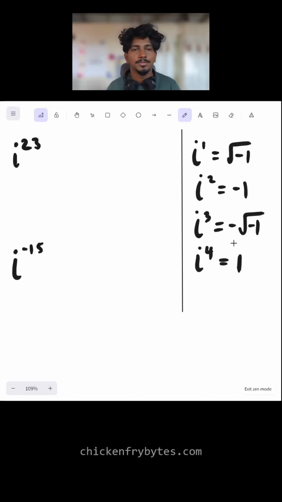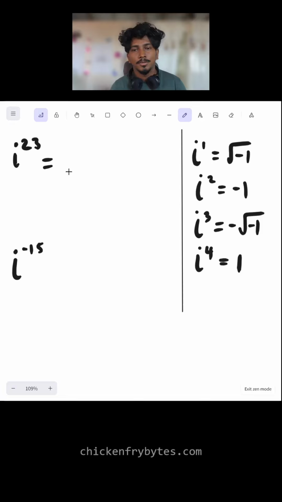Now let's apply that same rule of thumb to i to the power of 23 as well as i to the power of negative 15. Remember, we want the highest multiple of 4 that can go into that number. And so in this case, we have 23. Remember, the highest multiple of 4 just below 23 is actually 20.